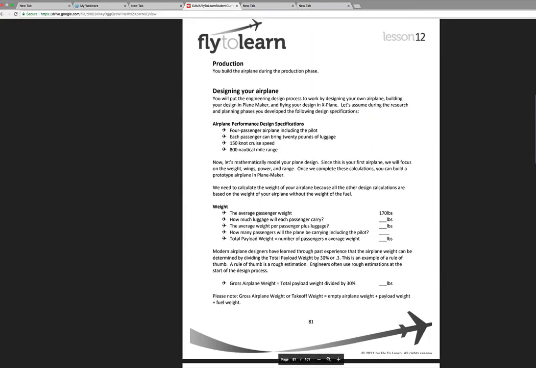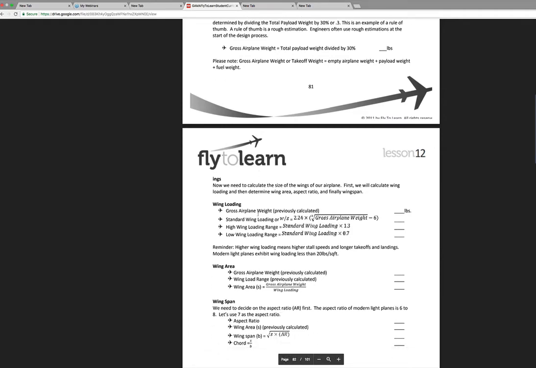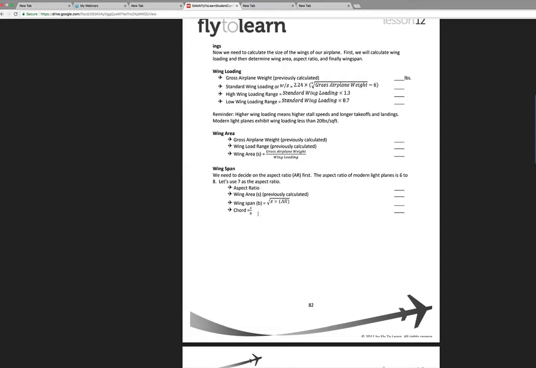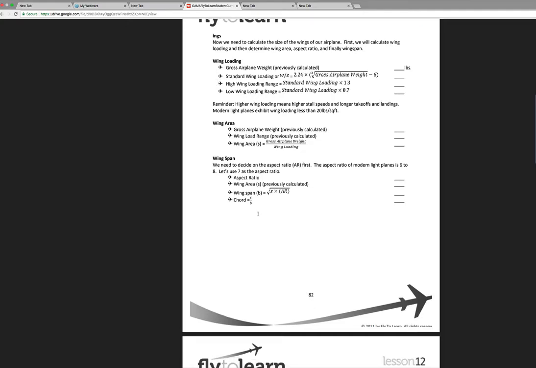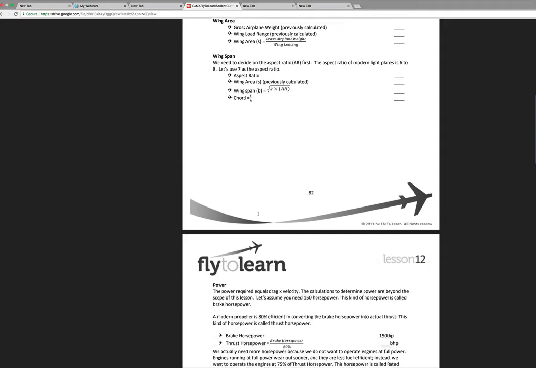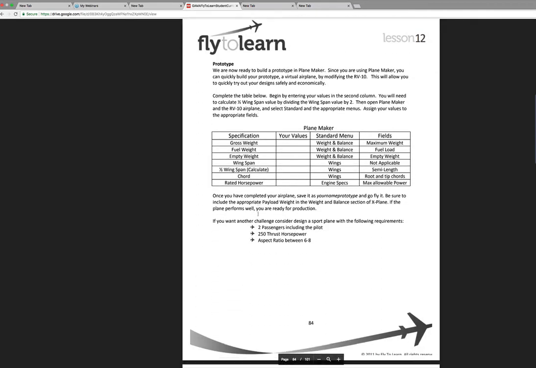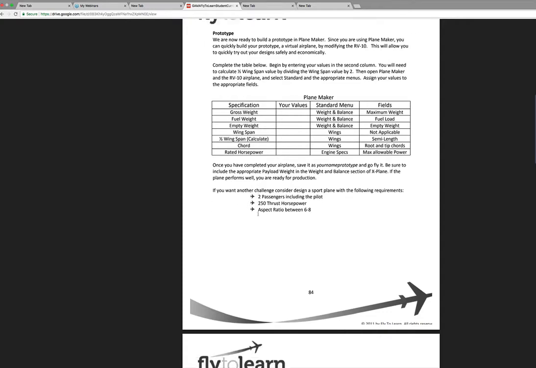So there's a way to do that calculation, then wing loading. Wing area, wing span. You're going to start calculating on, say, weight, then using standard wing loading, you calculate what that's going to be once you have the high wing loading range, the slow wing range. You can make decisions based on that to calculate your wing area. And from there, you can calculate your wingspan. And then you fill out this table and build it in PlaneMaker.